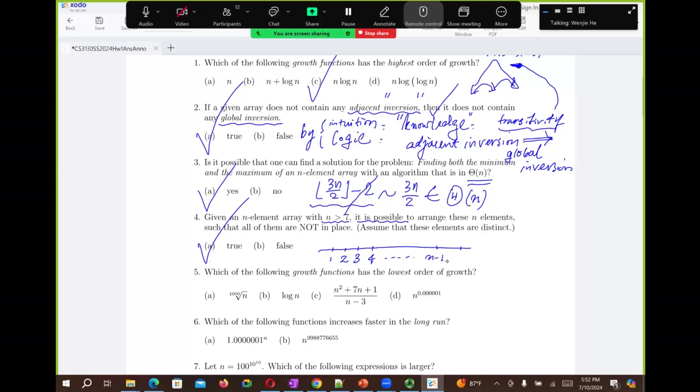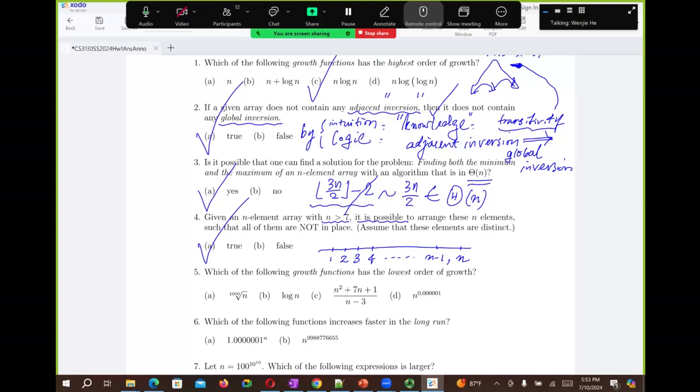N minus 1, n. That's the right position. If this array is sorted in ascending order, then the elements are in their right positions. Now we want to do a small change to make all elements out of place.